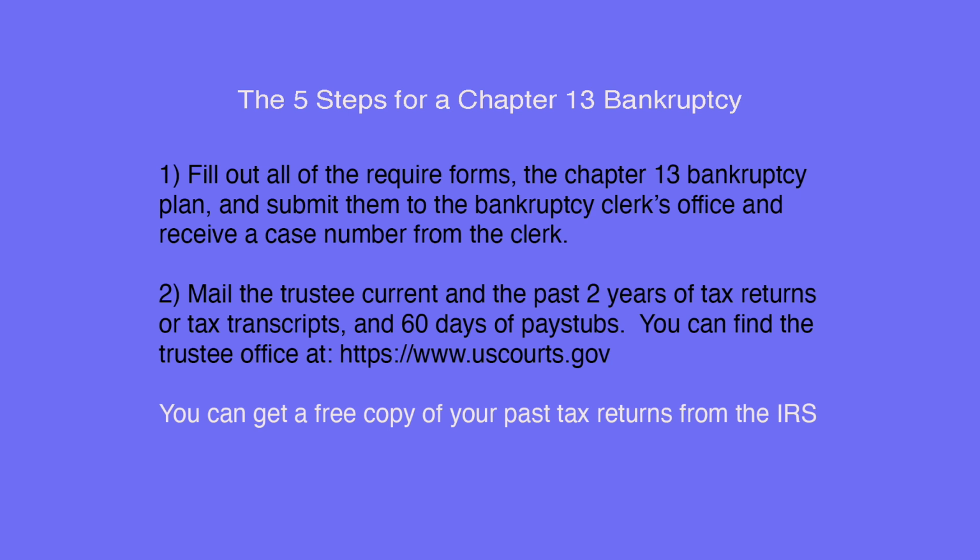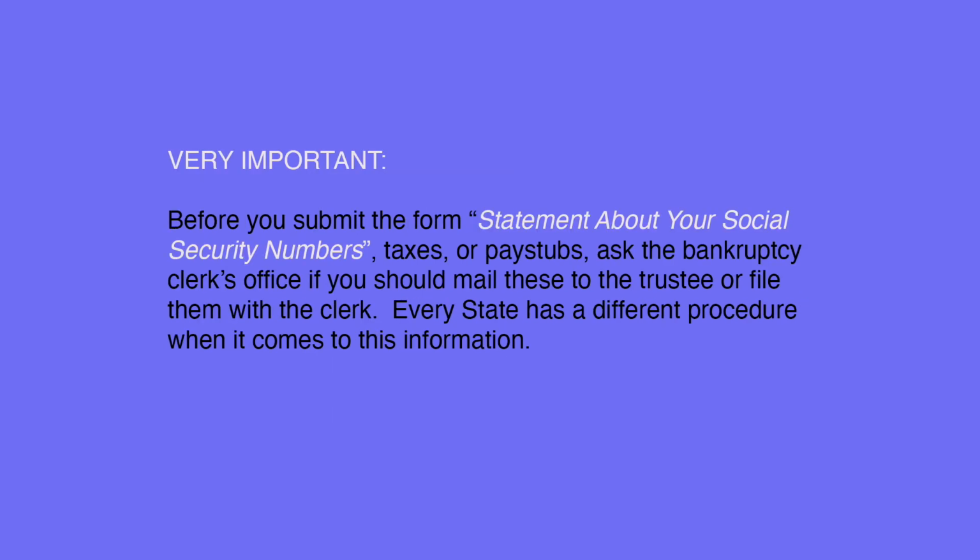In general, the steps for a Chapter 13 bankruptcy are: 1. Fill out all the required forms, the Chapter 13 bankruptcy plan, and submit them to the bankruptcy clerk's office and receive a case number from the clerk. 2. Current and the past 2 years of tax returns or tax transcripts and 60 days of pay stubs. You can find the trustee office at www.uscourts.gov. You can get a free copy of your past tax returns from the IRS.